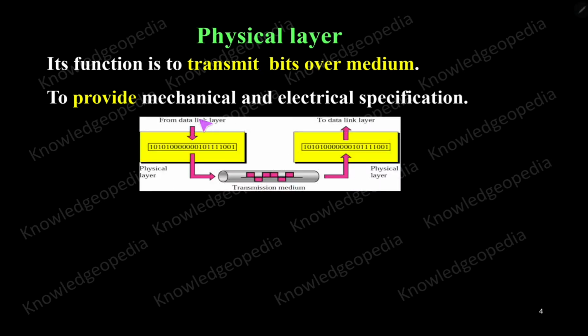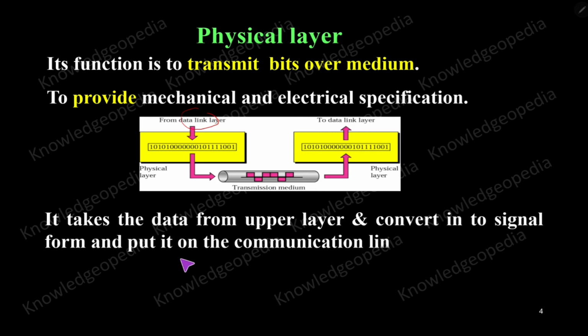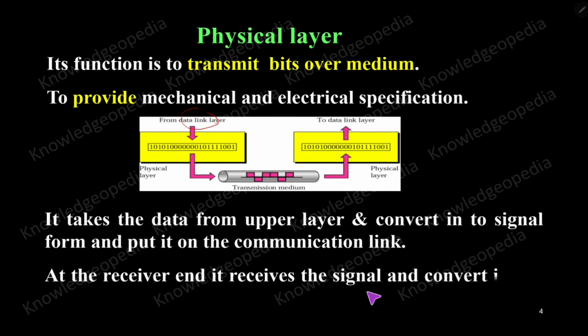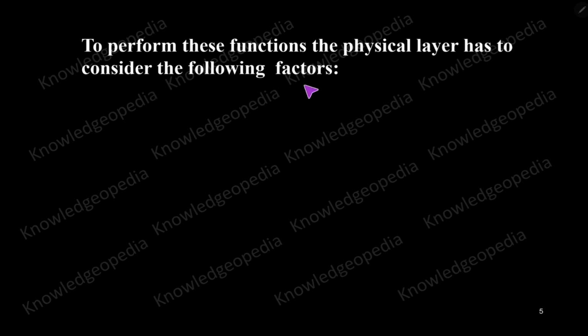So a physical layer takes data from the data link layer and converts it into some physical signal format, transmits it to the medium, and at the receiver end, the physical layer will receive the data, convert it into binary data form and give it to the upper data link layer. So it takes the data from the upper layer, converts into signal form and puts it onto the communication link. At the receiver end, it receives the same signal and converts it into binary data and gives it to the upper layer. Apart from these functions, the physical layer has to consider the following factors.